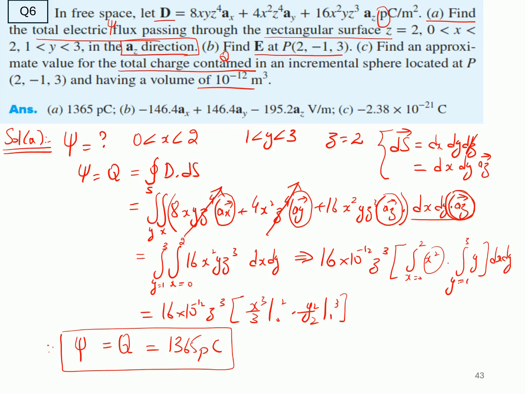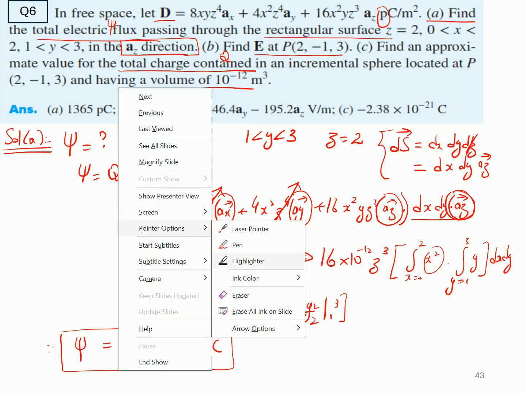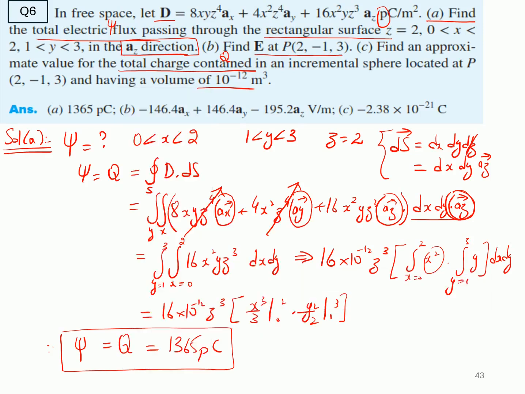Now let's come to the solution of the second part, part B. In the second part, we need to find the electric field intensity at point 2, minus 1, 3. This is a straightforward problem. Because we already have D, we can use the relationship that electric flux density is equal to epsilon times E. We have the value of D.